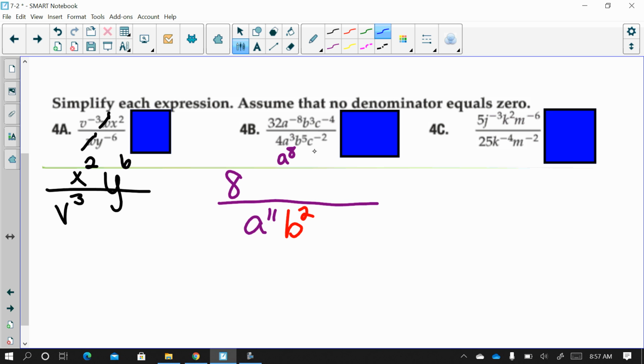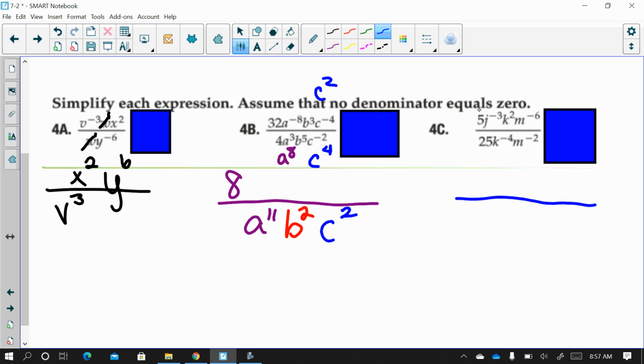Okay, we look at our c's. Now, I don't like c to the negative 2, so he comes up. I don't like c to the negative 4, he goes down. Let's do our subtraction rule. 4 minus 2 is 2. Started on the bottom, so he stays on the bottom. Okay, 4c. Pause the video and try.